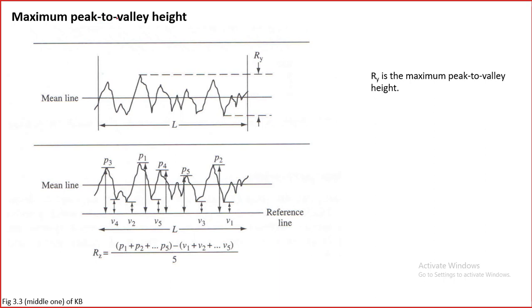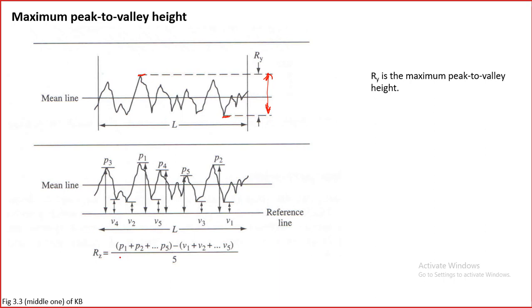Okay, some other parameters that can be used. One is called maximum peak to valley height. This is basically where the maximum peak is here, and the maximum valley is here. This is Ry. This will be useful in some applications, for example in tolerances. When we want to know the tolerance of our manufacturing process, then we need to know this parameter.